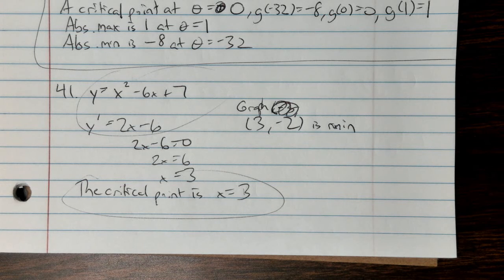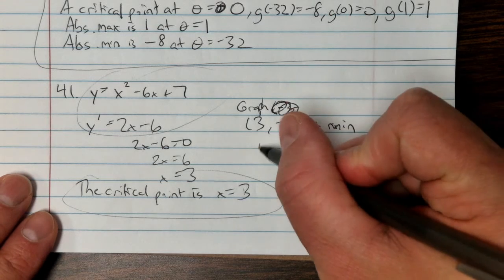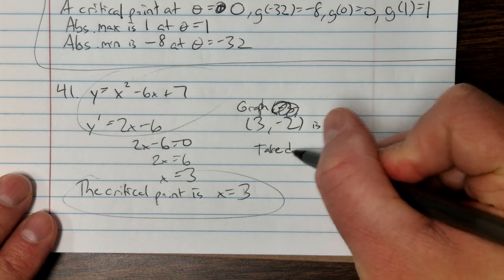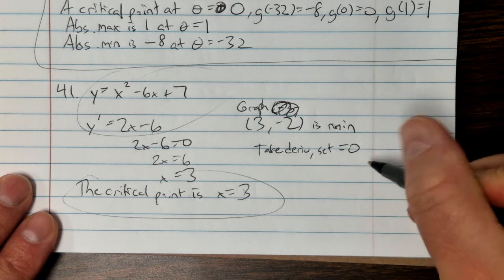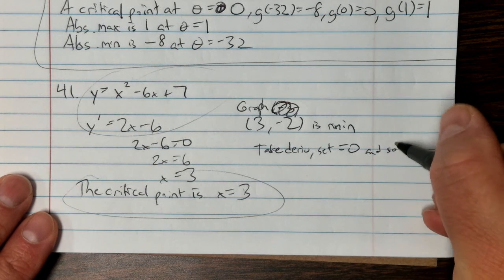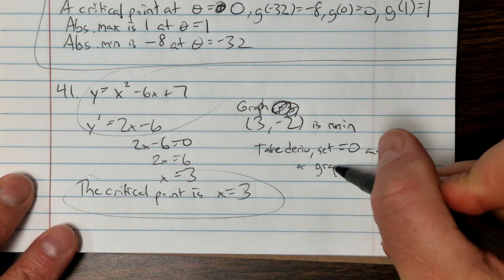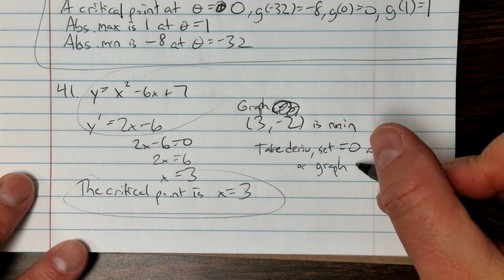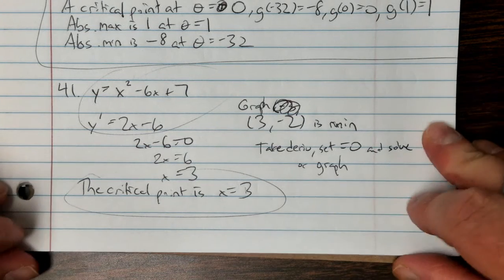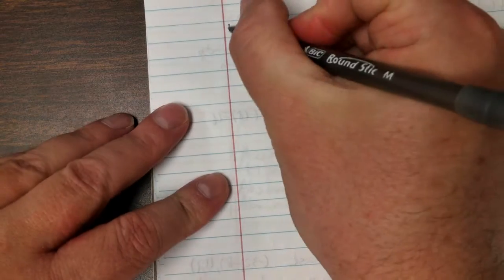So that looks like a shortcut if you don't want to take your derivative and set it equal to 0 and solve. Or graph it. Those would be your directions. Graph it and find the min or max. Okay, so there's 41, 43.